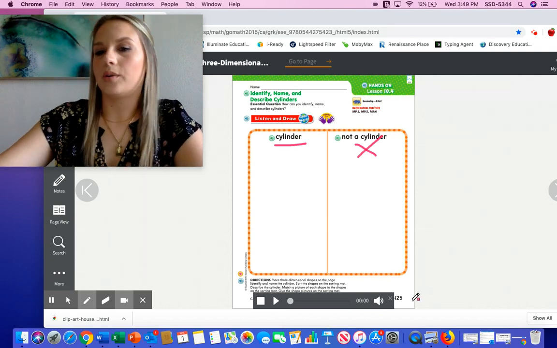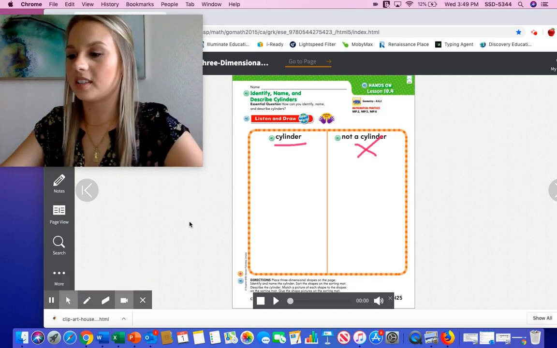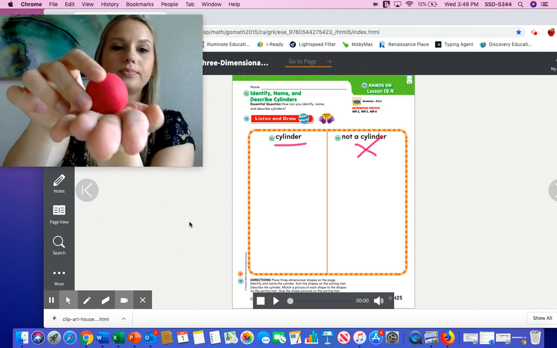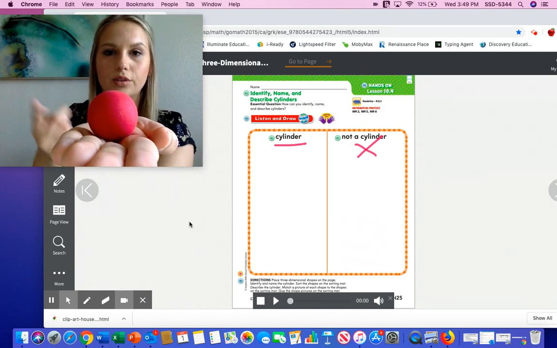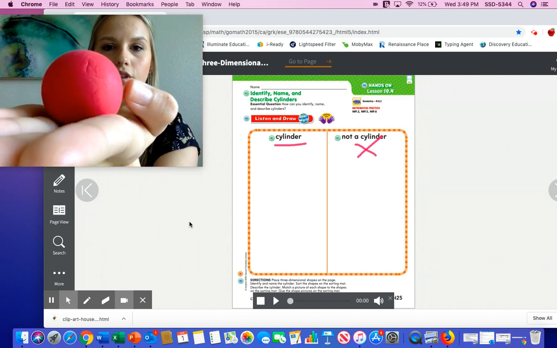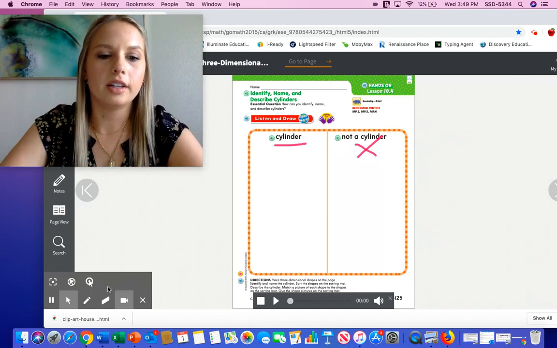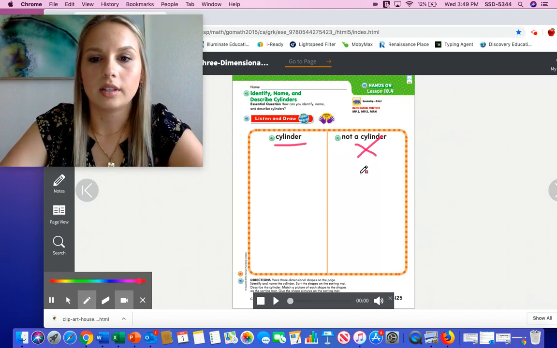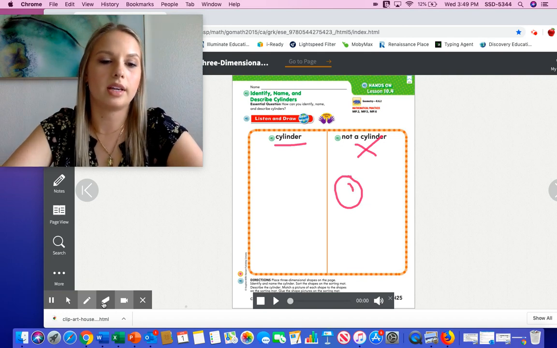Okay, so I'm going to hold up some shapes to the camera, and you're going to tell me if it's a cylinder or not. Ready? Is this a cylinder? Does it have 2 flat sides, and is it curved and round? Well, it's curved and round, but does it have 2 flat surfaces? No. So a sphere is not a cylinder. So on the side that says not a cylinder, draw your sphere. To draw a sphere, we do a circle with a little curve to make it look 3D.